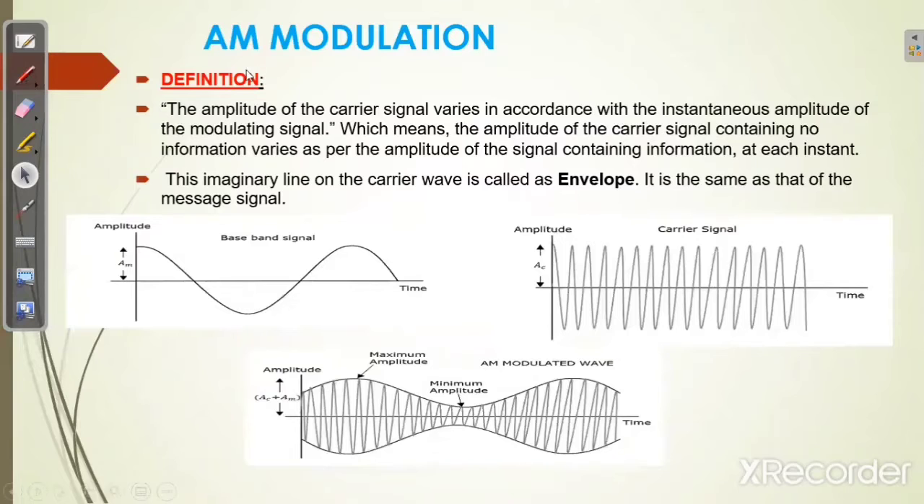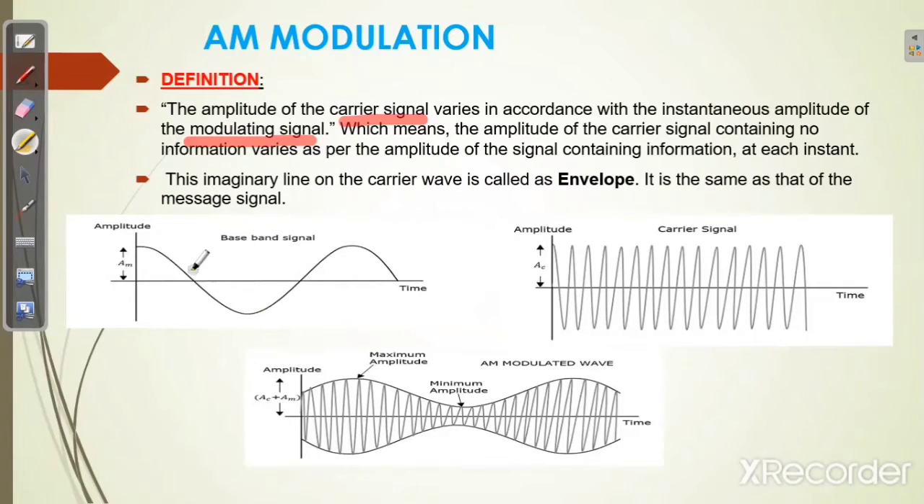So first we have to see what AM modulation is. The amplitude of the carrier signal varies in accordance with the amplitude of the modulating signal. This modulating signal is also known as the message signal. So this is known as AM modulation.